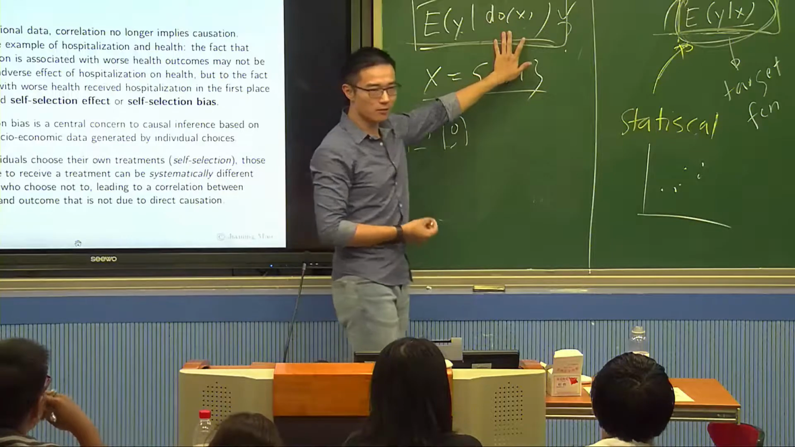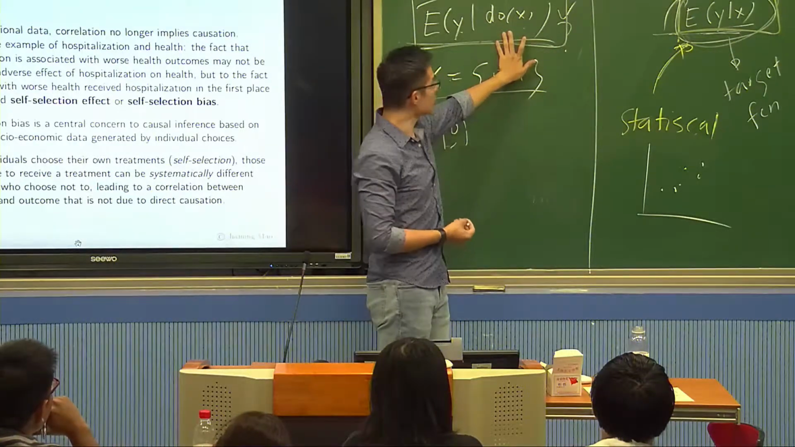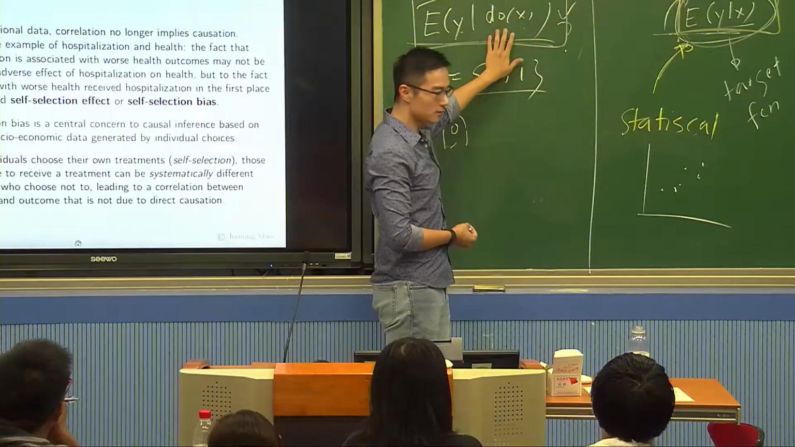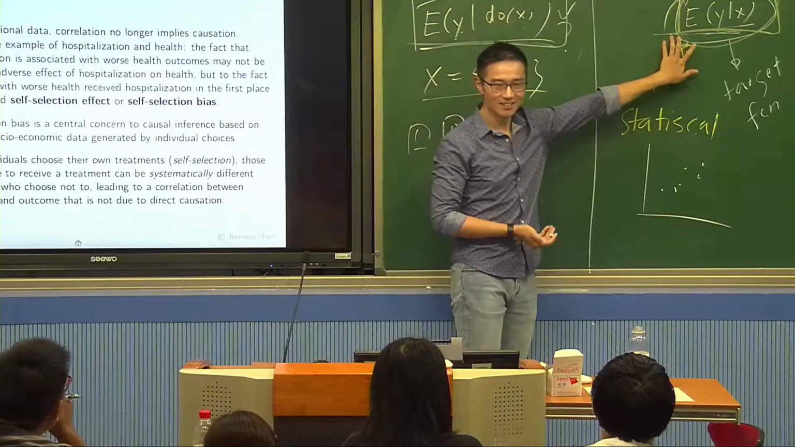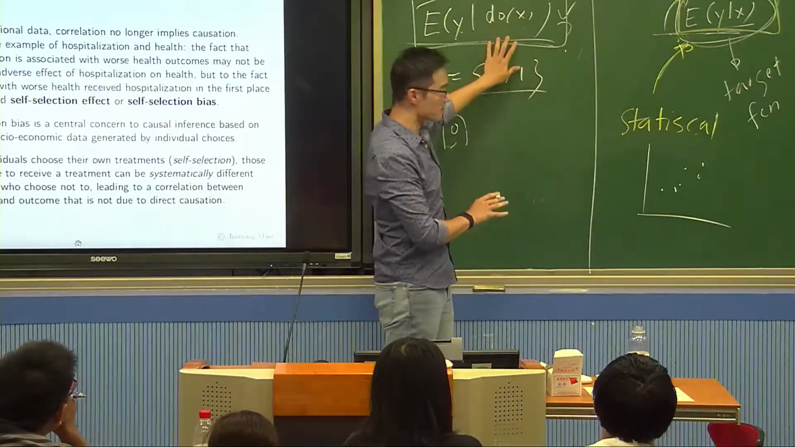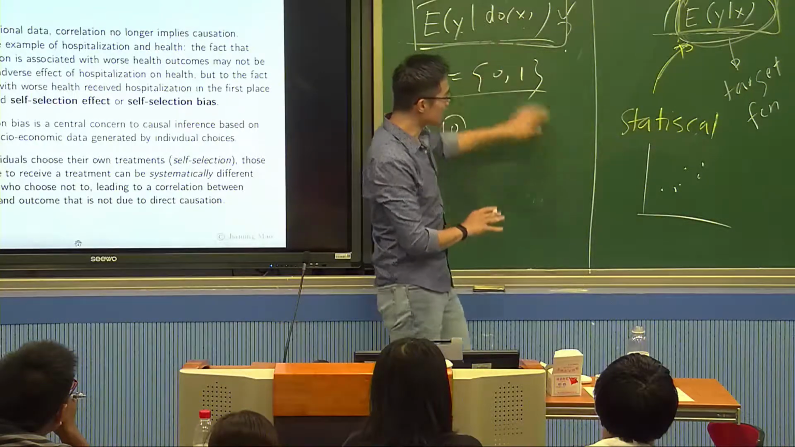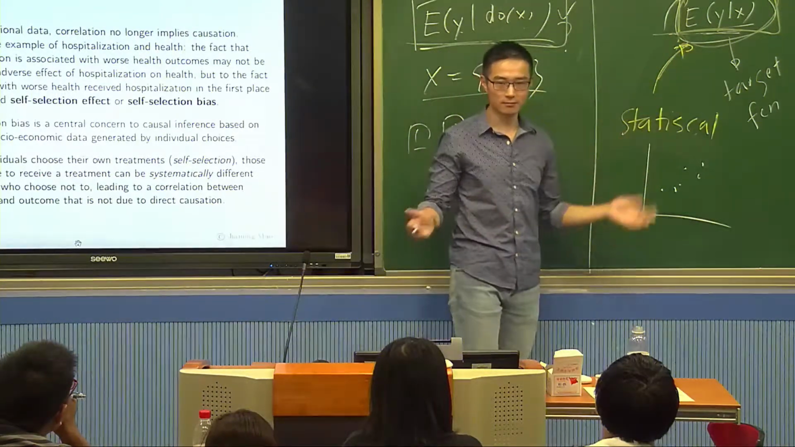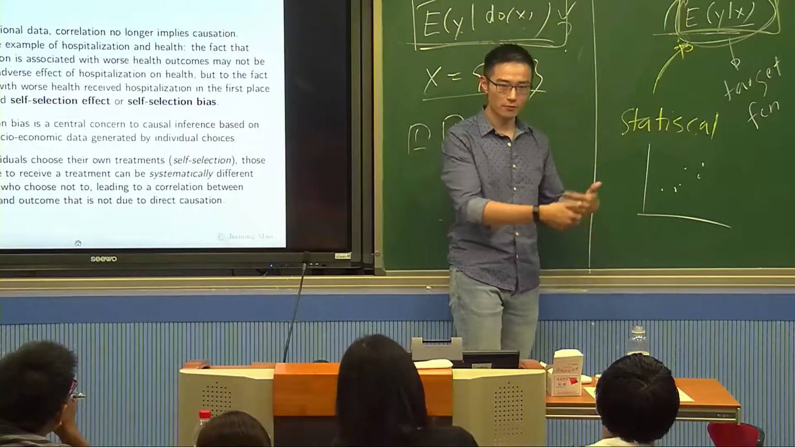So the problem of causal inference is very simple. The problem of causal inference is how to express this thing in terms of this thing. This is something I can get from data. This is something I want. If I can express this object in terms of this object, then I'm done. Then I can get causal relationship from the data.